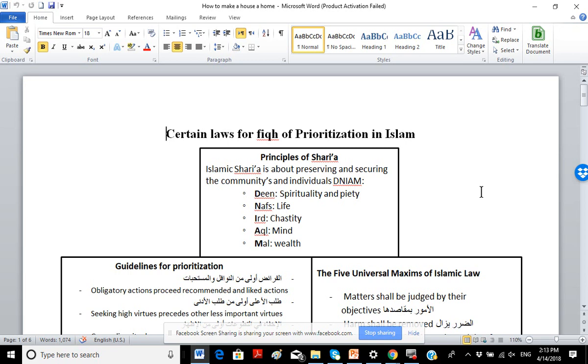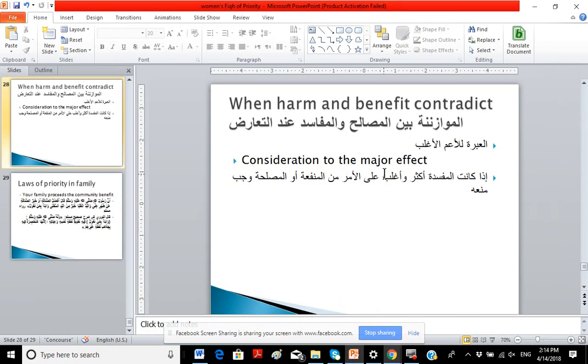All right, so the other part is when harm and benefit contradict. When harm and benefit contradict, the consideration is going to be for the major effect. Like, for example, is there any benefit from selling khamr, liquor? Yes, there is. There's some financial benefit, you make money. But Allah subhanahu wa ta'ala regarded that benefit as worthless when we look at the amount of harm it brings.